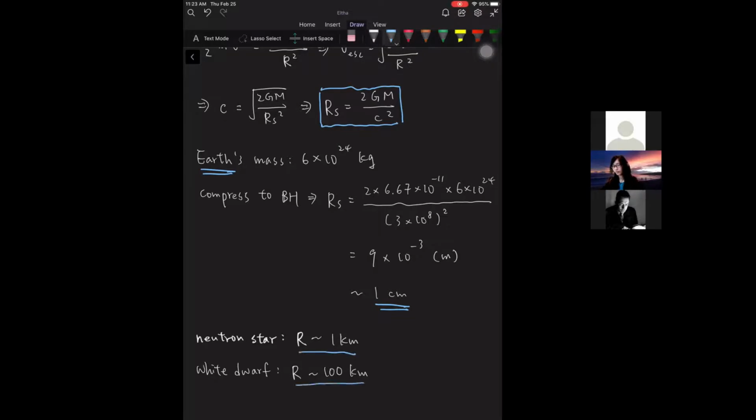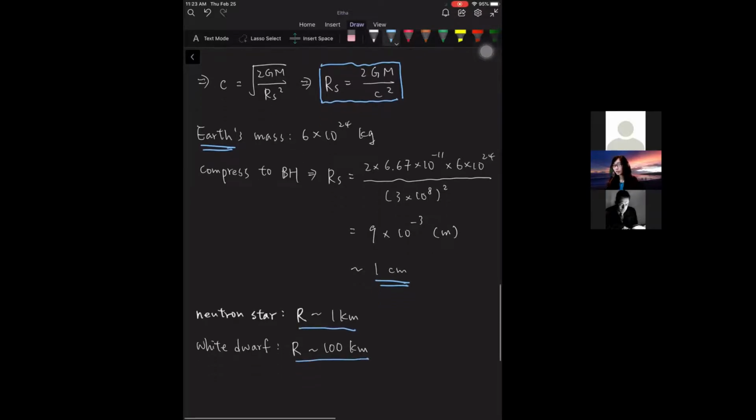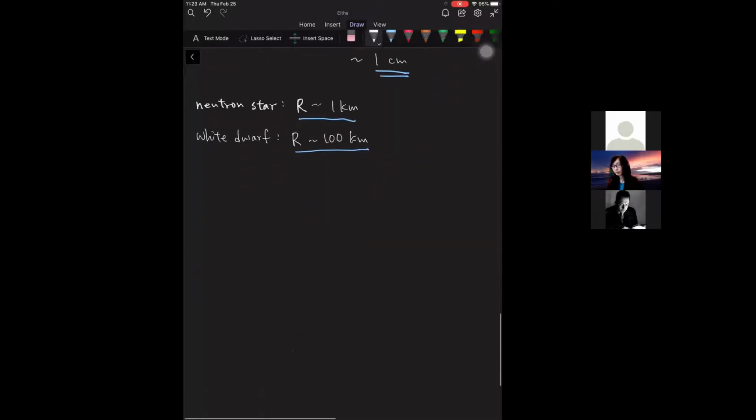Okay. So any questions so far? I guess this is pretty straightforward. So for the next part, we will talk about the supermassive black hole in our Milky Way center. After defining the Schwarzschild radius, we can calculate the Schwarzschild radius of the supermassive black hole in the Milky Way center.